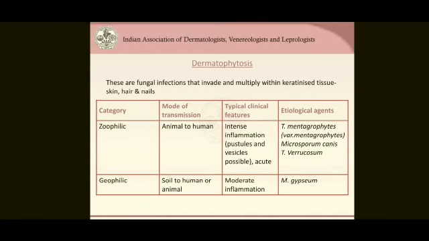Second category will be zoophilic, that is animal to human transmission. It shows intense inflammation. It can present with pustules and vesicles and possible acute presentation. So the etiological agent will be Trichophyton mentagrophytes, Microsporum canis and Trichophyton verrucosum.